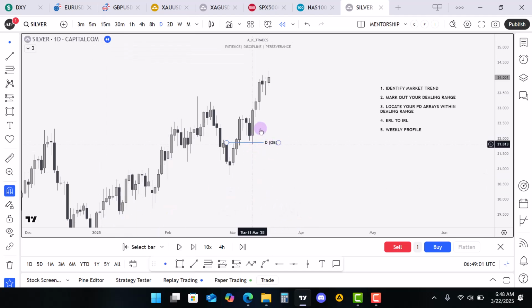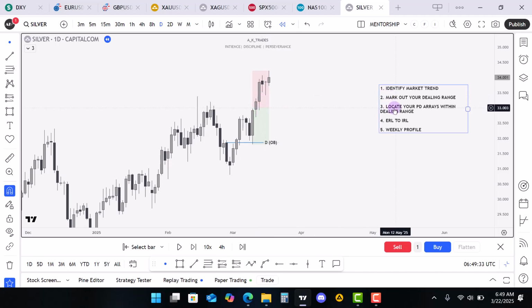And then after reacting to the daily order block or change in state of delivery, there was an expansion away from it, which led to Tuesday sweeping buy side liquidity here. So this becomes our dealing range low, and Tuesday becomes our dealing range high. So we'll mark that out with our fib to clearly show us our premium and then discount zones.